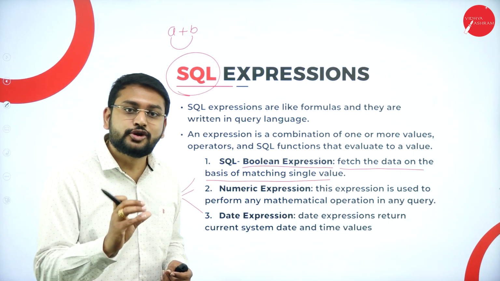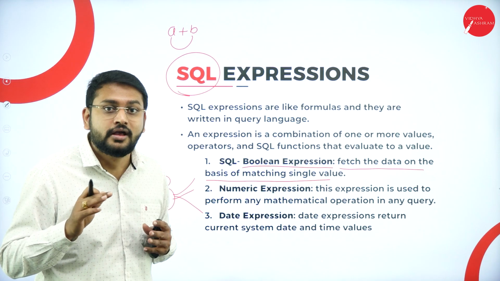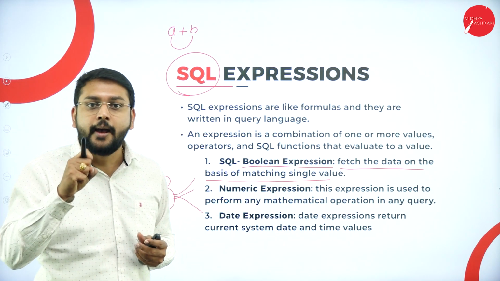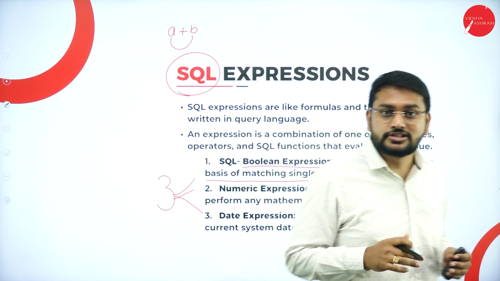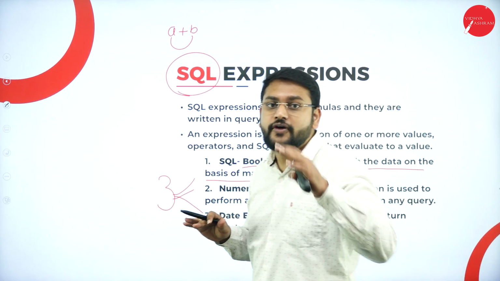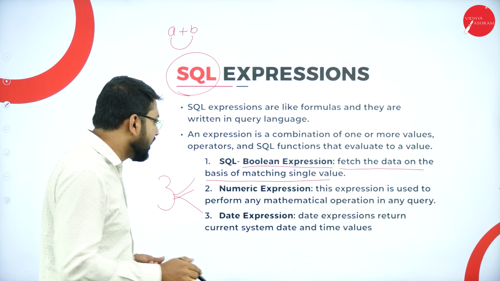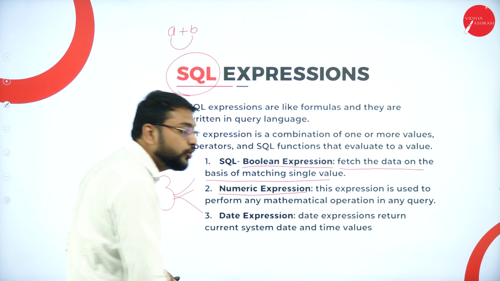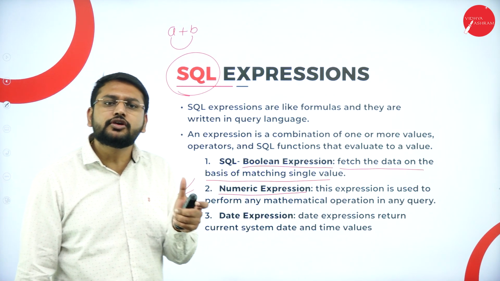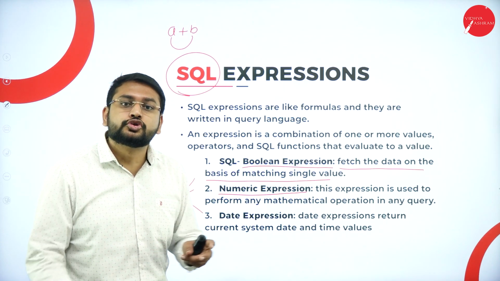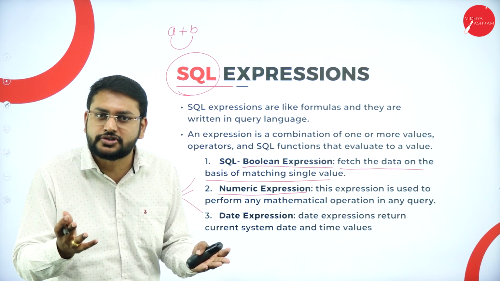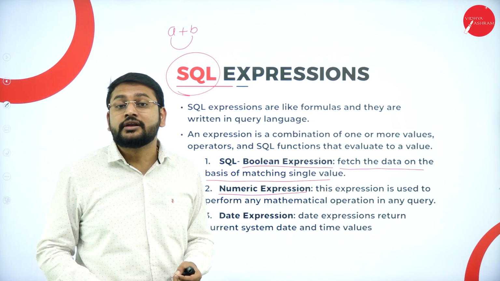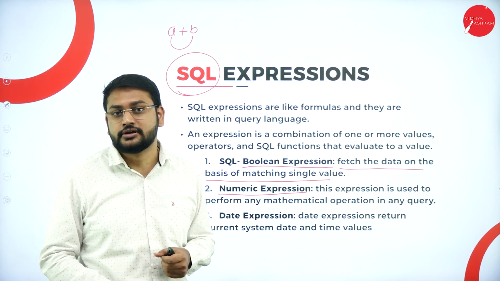Boolean in the sense of 0 or 1. So that's what you need to remember. It will fetch the data on the basis of matching a single value. That's what I will call a Boolean expression. So fine. The second expression is the numeric expression. What is the meaning of numeric expression? Numeric expression in the sense of mathematical operations or arithmetic expressions is what I will call a numeric expression.